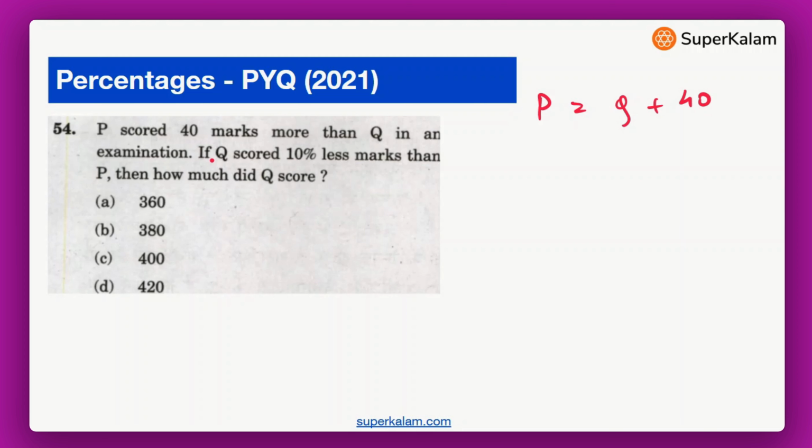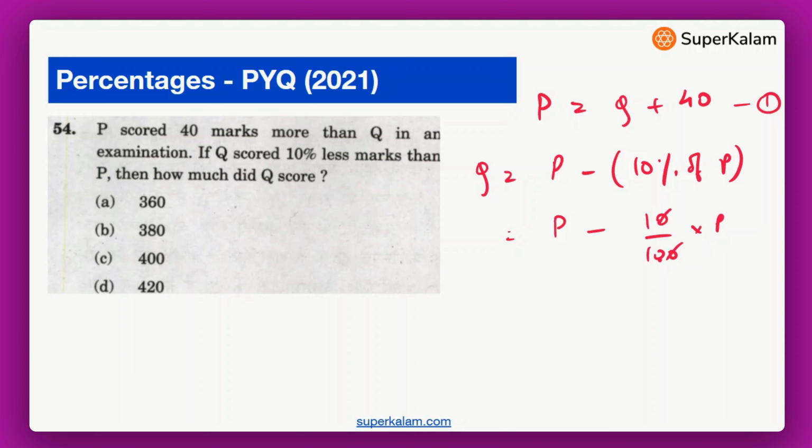The second statement says that if Q scored 10% less marks than P, Q has scored P minus 10% of P. Then how much did Q score? The first statement provides us this, and let's see what the second statement tells us. This is P minus 10 upon 100 into P. 0 can go here. It will be reduced to 1 by 10 into P, and this we can write as 9 by 10 into P. So we have got a relationship between Q and P. Q is equal to 9 by 10 of P.